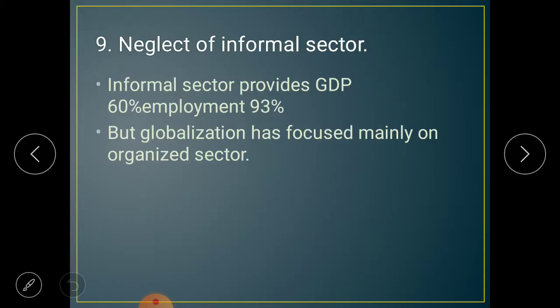Then the last impact of globalization, that is neglect of informal sector, that I have just discussed in the eighth effect, that is increase in economic inequalities. Informal sector provides 60% of GDP. See, what is the contribution of this informal sector? Lariwala, artisans, and the street sellers are contributing 60% to the GDP, and it is the biggest sector which provides employment to 93% of the population.